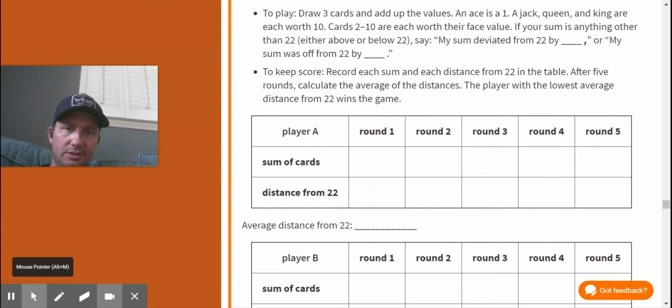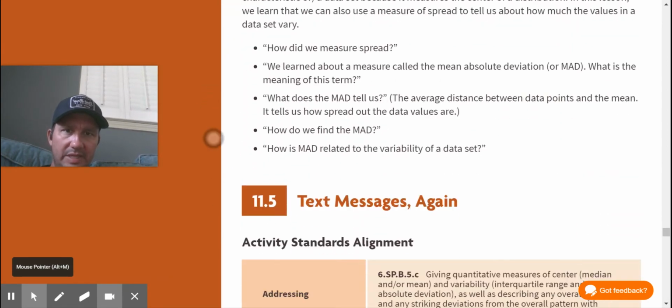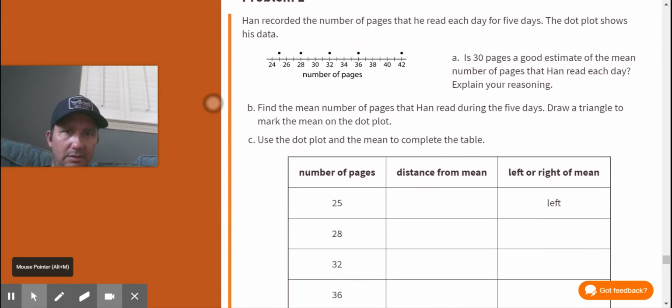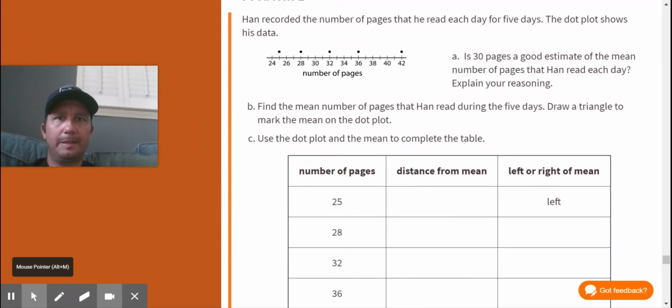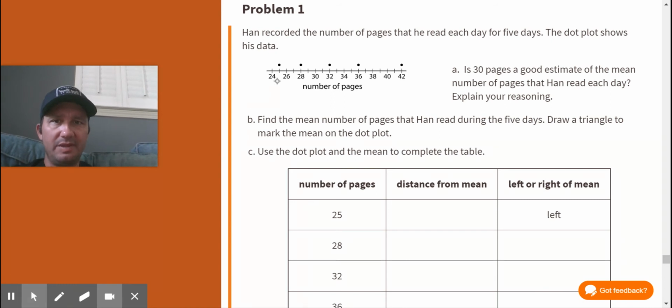Let me go down to the practice problems if I can actually find them. Excuse me. Okay, problem 1, Han recorded the number of pages that he read each day for 5 days. The dot plot shows his data. So we have 2, a difference of 2, and there's 2 spots. That means that's 25. Right, 25, 28, 32, 36, 42. I guess they're all written right here.